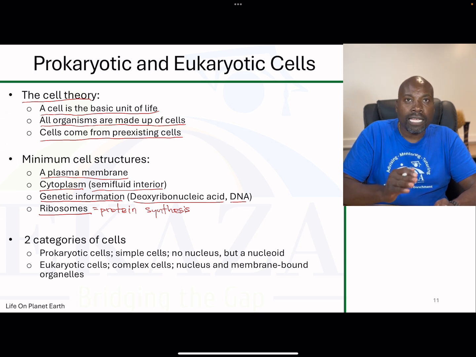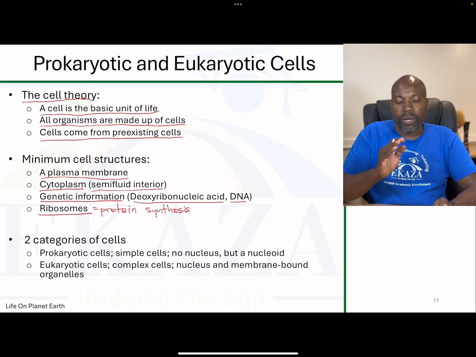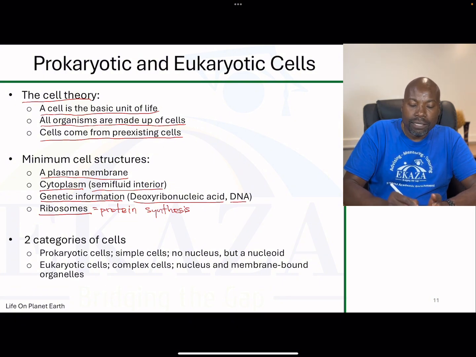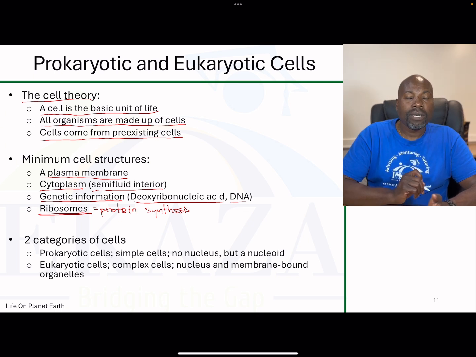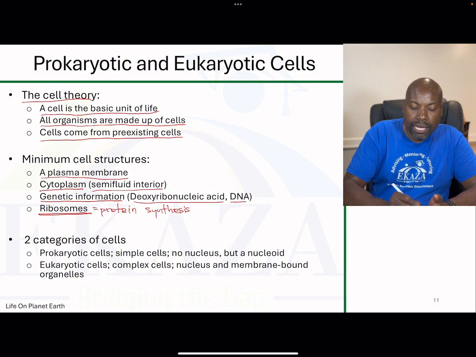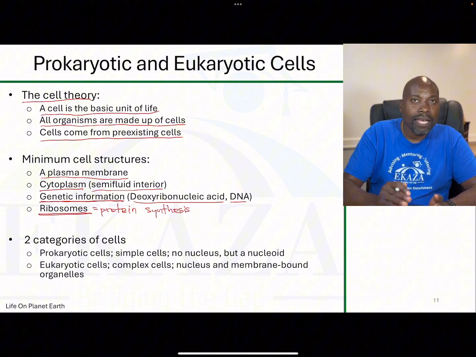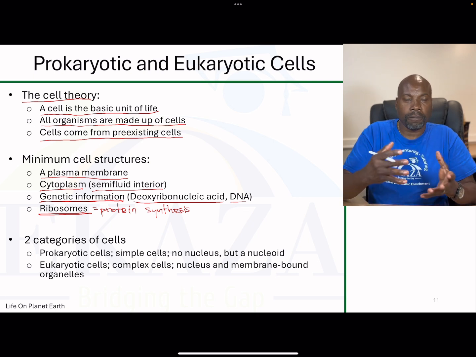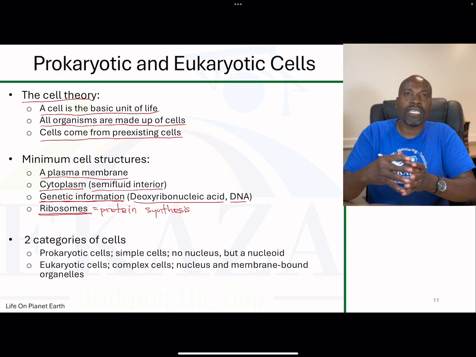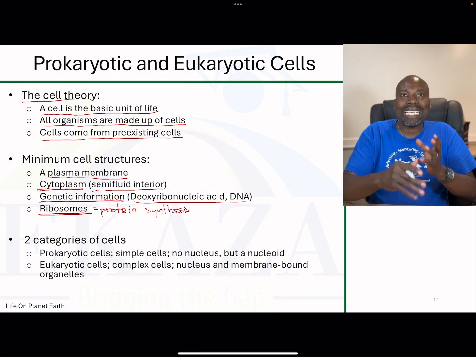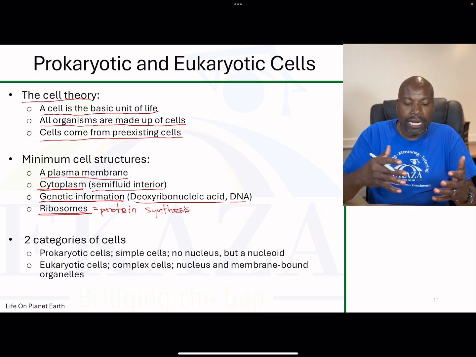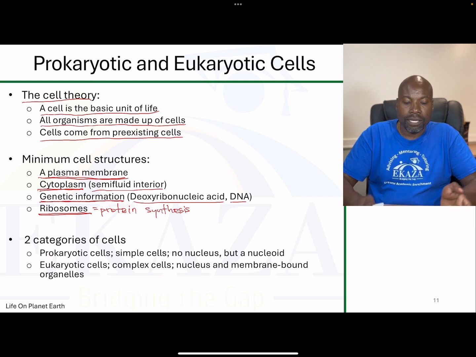So regardless of the cell, whether it is a prokaryotic cell or a eukaryotic cell, any cell needs ribosomes for protein synthesis. And most enzymes are proteins. So you understand that ribosomes are going to be very important. The genetic information is going to be essential for any cell because that genetic information is what holds what the cell is able to do and what the cell is not able to do, where the cell is able to live and where the cell is not able to live, right? The cytoplasm is where all the chemical reactions are going to occur, right? And the plasma membrane obviously sets the limit of the cell.